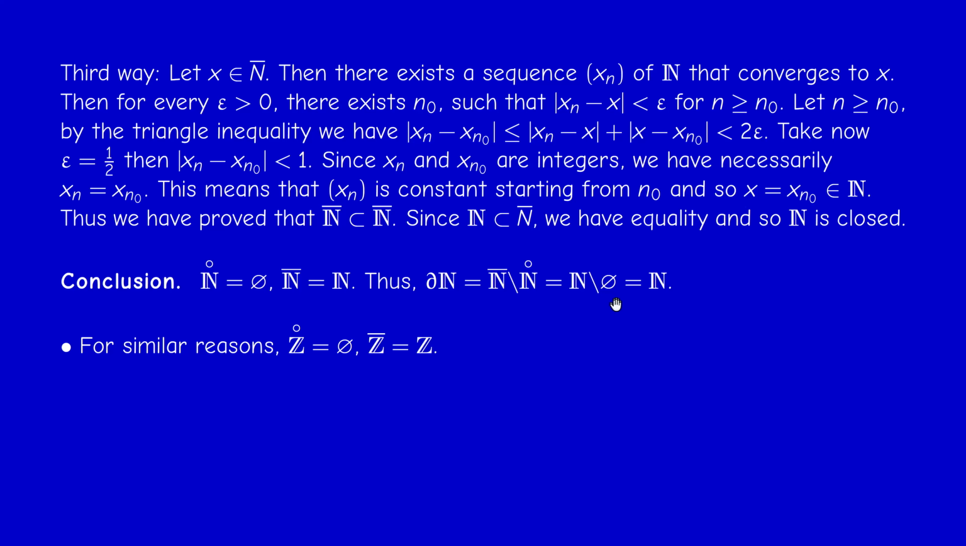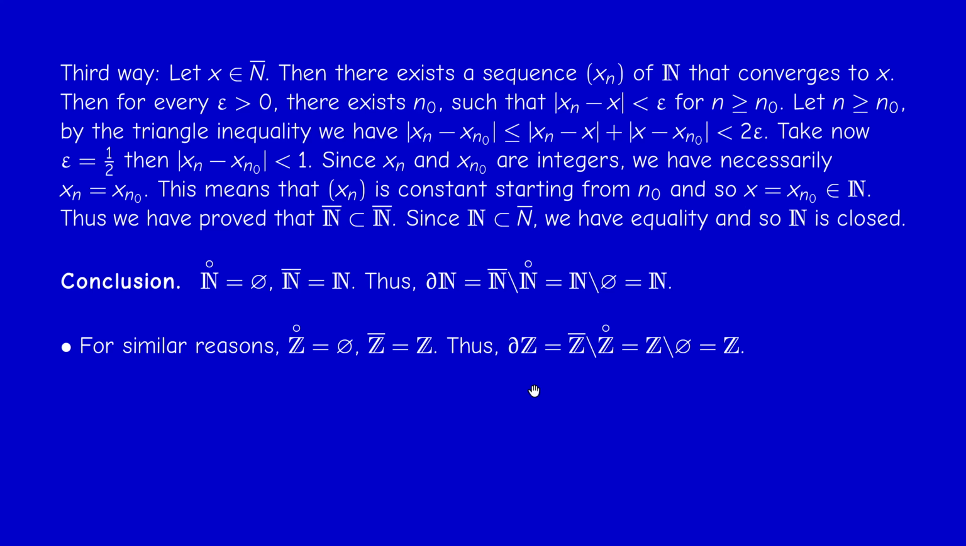Now for the second one, for Z, the discussion is completely similar. So the interior of Z is empty because Z cannot contain a non-trivial interval. The closure of Z is Z because Z is closed, same reasons. And therefore the boundary of Z is Z itself.